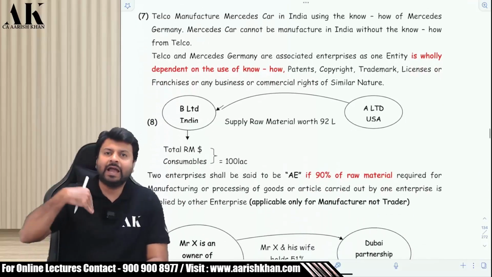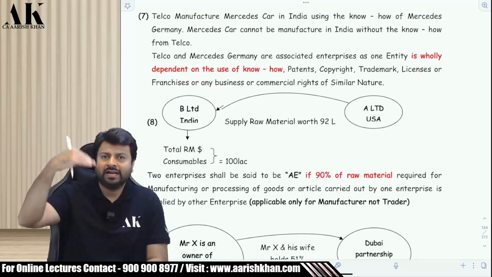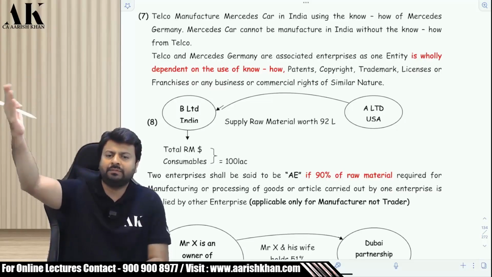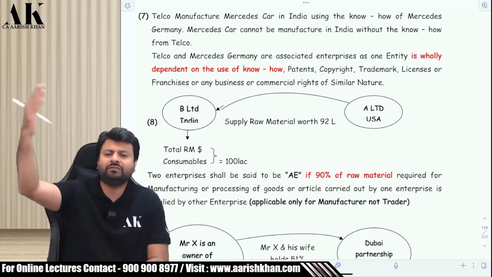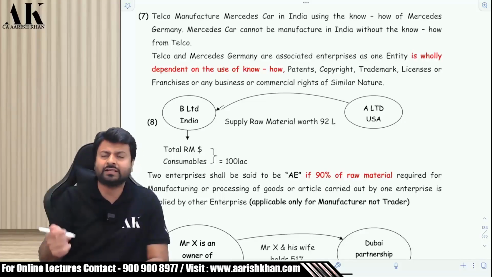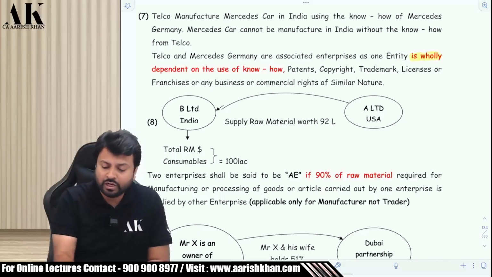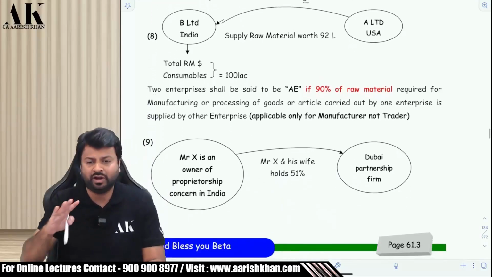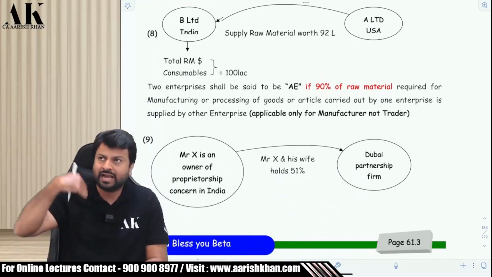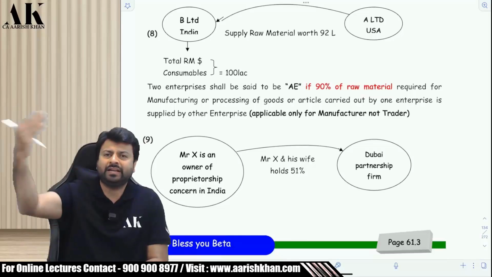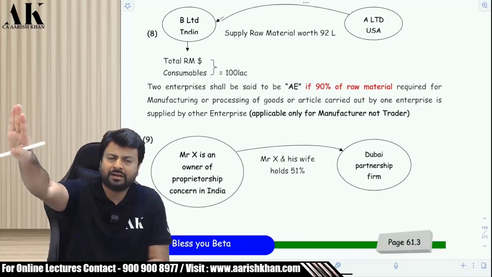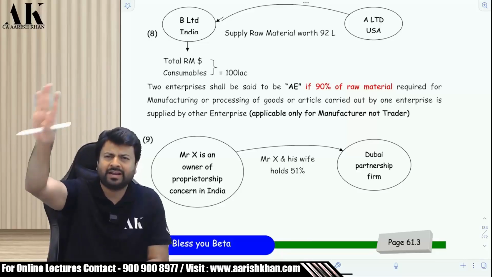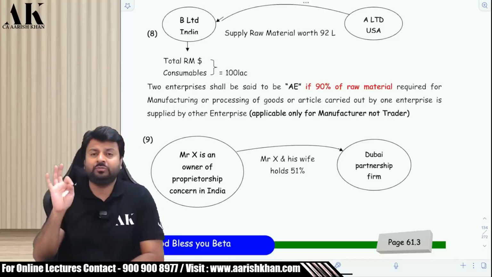Next. I am in India and there is a company outside India, and I am dependent on that company for its know-how, patent, copyright, trademark, license, and franchise, and I am wholly dependent on all these things of that company. Then myself and that company are also deemed to be what? Associate enterprises. Be very careful. If one enterprise is wholly dependent on the other enterprise for technical know-how, patent, copyright, trademark, license, or franchise, then both of them are deemed to be associate enterprises.